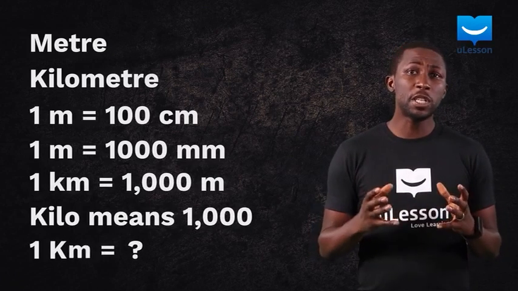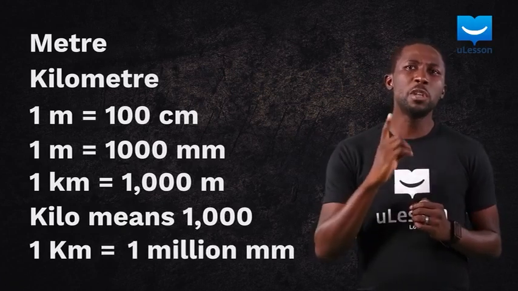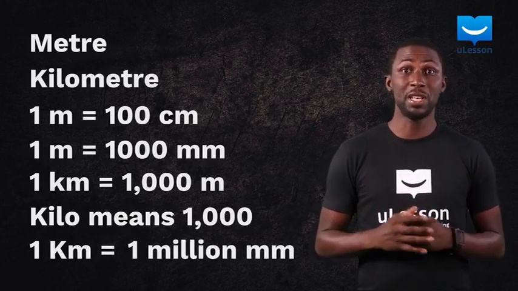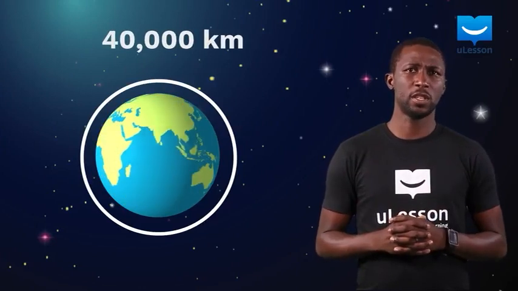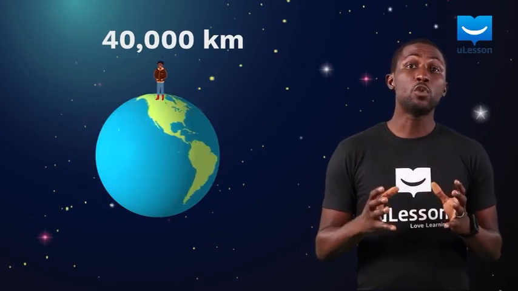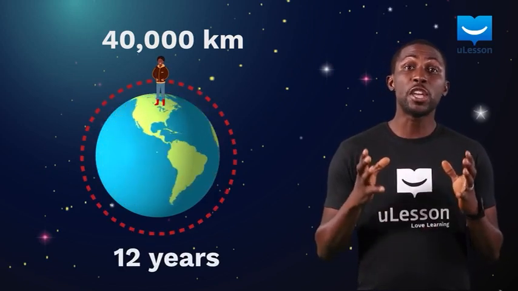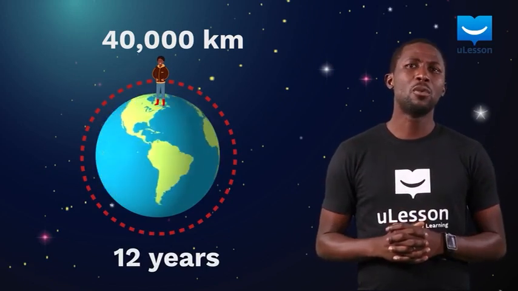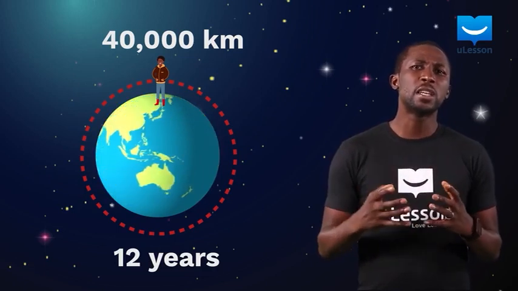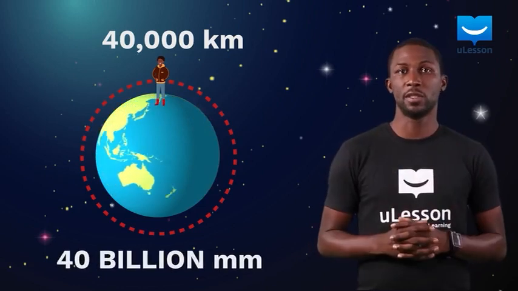So, how many millimeters do you think will make 1 kilometer? Yes, 1 million millimeters make a kilometer. Can you beat that? Did you know that the distance around the surface of the earth is about 40,000 kilometers? Did you also know that it will take you about 12 years to walk around the surface of the earth? That's the time it will take you to go through both your primary and secondary schools altogether. Now, imagine calculating the circumference of the earth in millimeters. That will be approximately 40 billion millimeters.